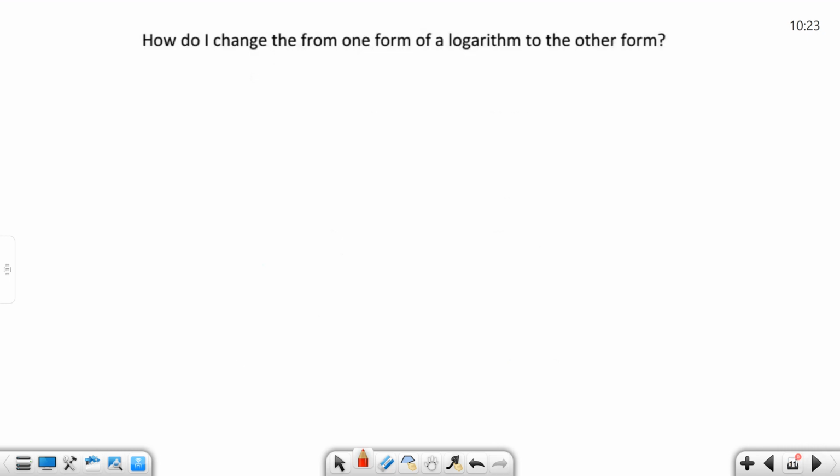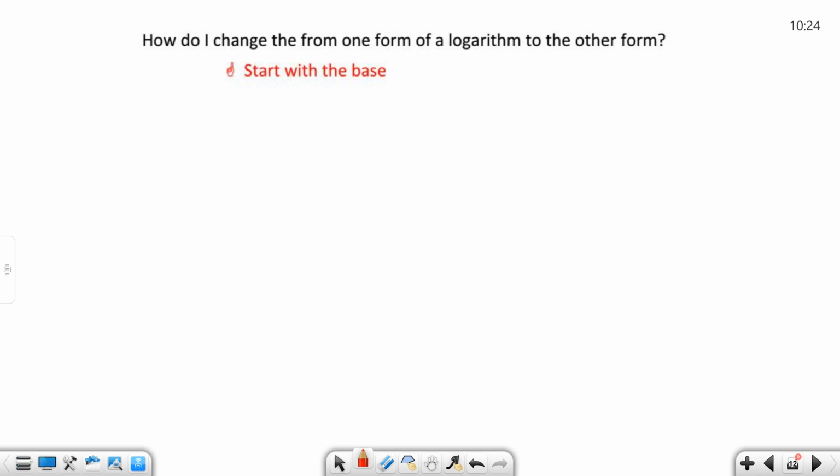So that's what I want to focus on right now: how do I change from one form of a logarithm to the other form? Notice I don't say how do we change from exponential to logarithmic or logarithmic to exponential. I just say from one to the other, because I'm going to do it the same way whichever direction we're headed, which is glorious. We just need to keep in mind that in one direction we're removing the log, and in the other direction we're putting the log in, because one of them is logarithmic and one of them is not.